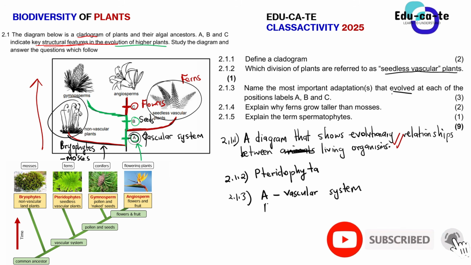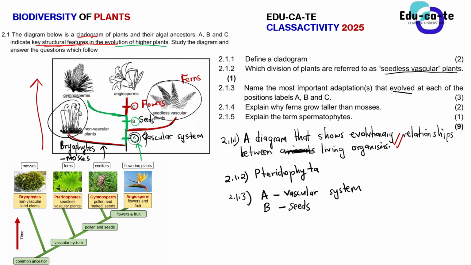Then I've already labeled that B is the seeds. So basically, for us to move from these pteridophytes to the gymnosperms, we developed some seeds. So I'm going to say that is seeds. And then C shows the development of flowers. So for us to move from gymnosperms all the way to angiosperms, there was a development of what? Of flowers, because angiosperms are flowering plants.